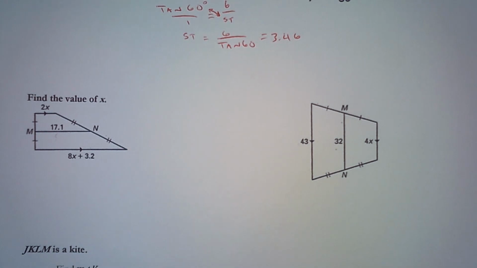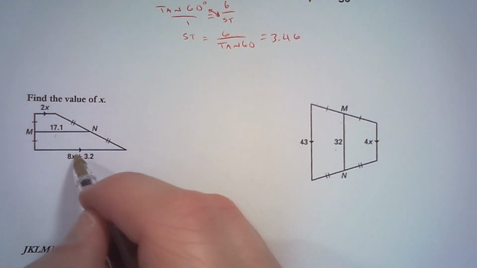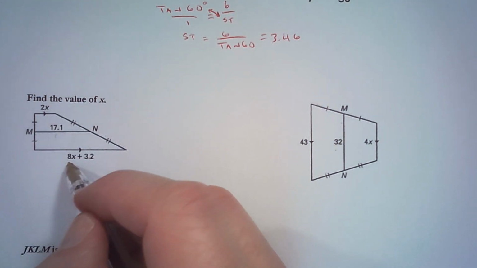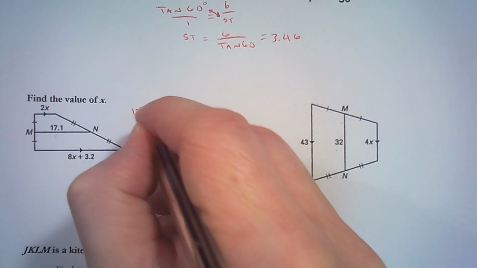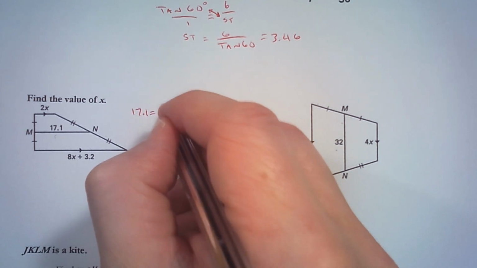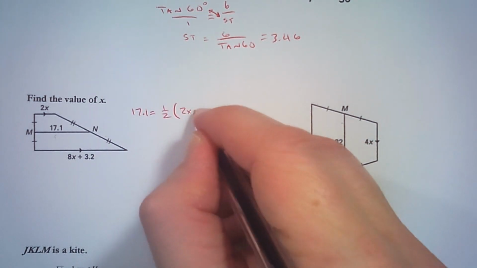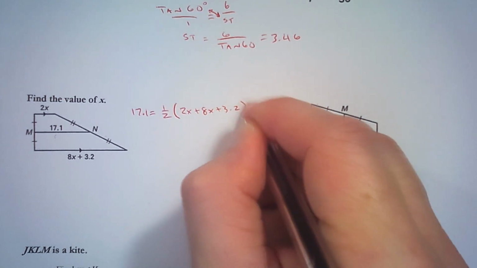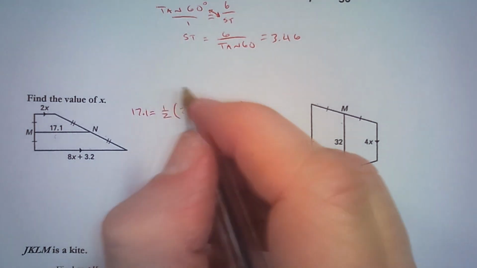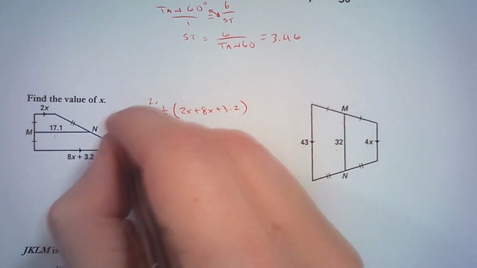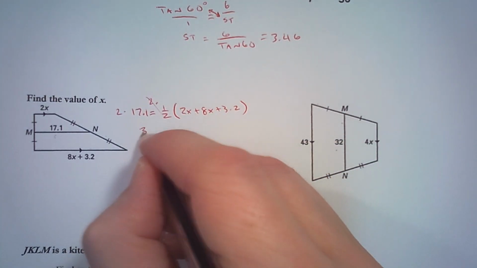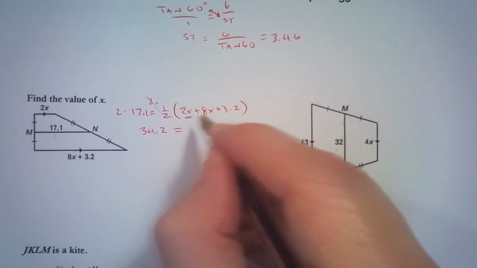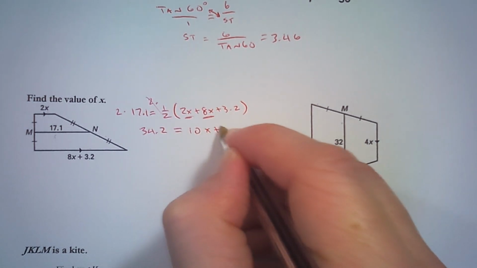Next up we have midsegment of a trapezoid. So midsegment of a trapezoid is half the sum of these two bases. So it's the average of the bases. Okay, so 17.1 is equal to half of 2x plus 8x plus 3.2. So to solve this, I would get rid of this half by multiplying both sides by the denominator, which is 2. And that gives me 34.2 equals, and I can combine these like terms, 10x plus 3.2.